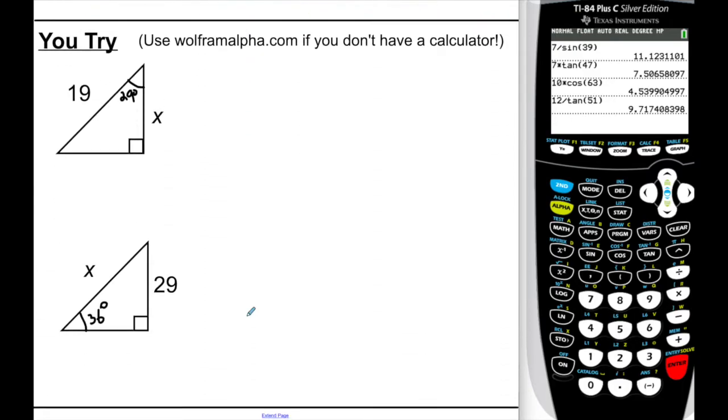All right, so these are going to be the you tries. I really recommend you have access to a calculator at home. If it's not a graphing calculator like the one you see here, it needs to be able to do, at the bare minimum, sine, cosine, and tangent. Any scientific calculator will be able to do that. So please take a moment, pause the video, and try to do these problems. We're finding x, and when you think you've got the answer, unpause and I'll show you how to solve.